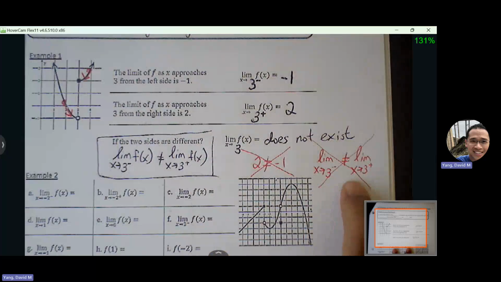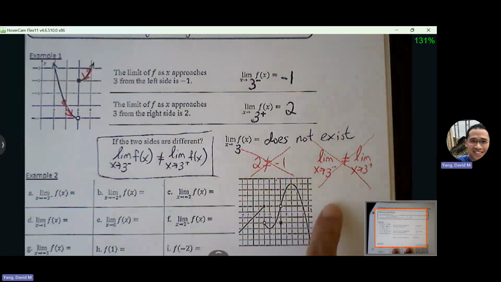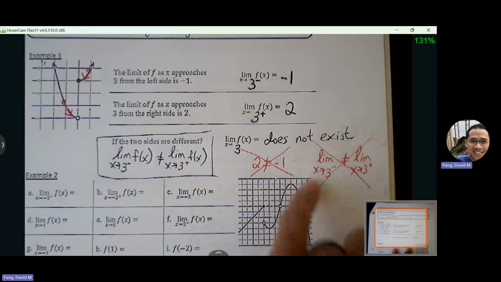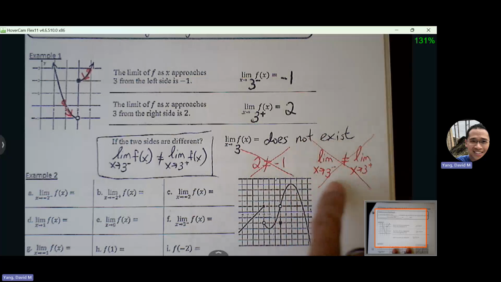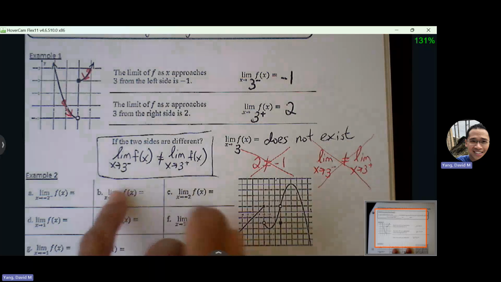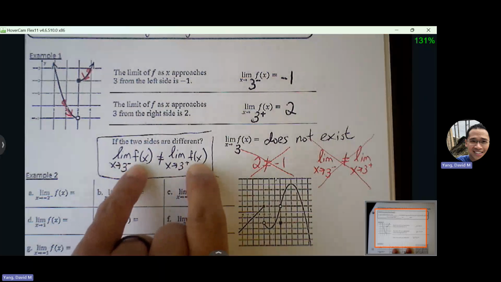I know this is the way that we say it, but this is an incomplete statement. We have to indicate, okay, we're talking about the limit as we approach 3 of a particular function. We have to make sure we name that function.